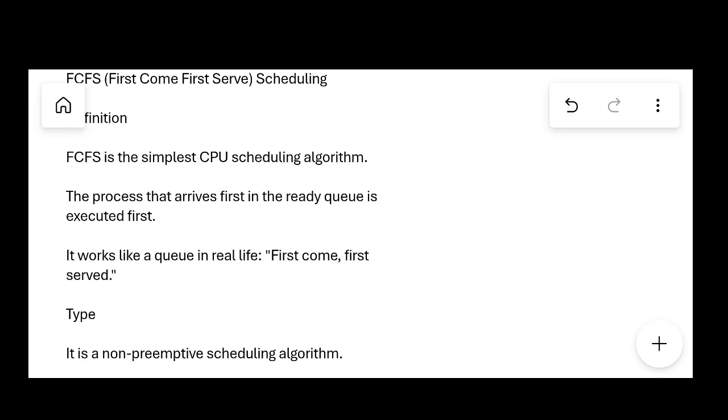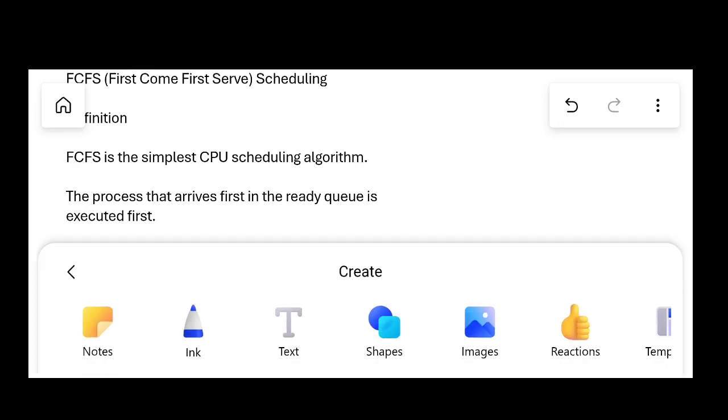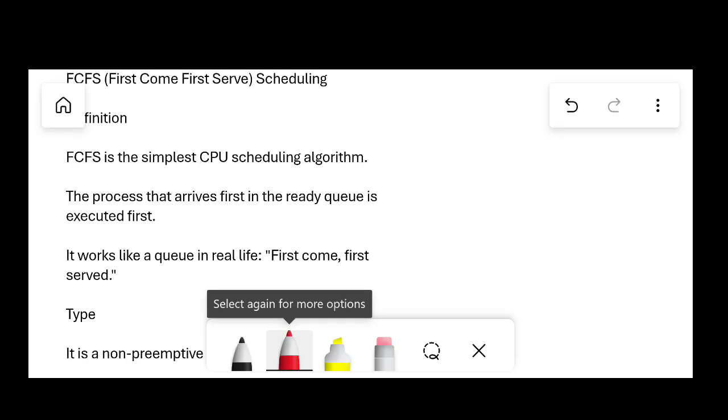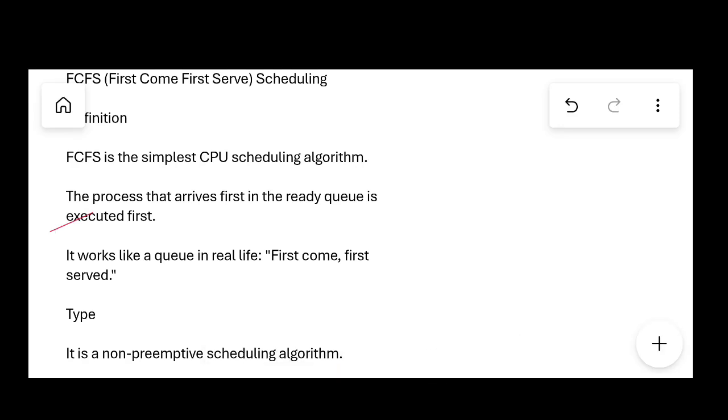Basically, FCFS stands for first come, first serve. So as the name suggests, the process that arrives first will be executed first. Just like a queue in real life, imagine you are standing in a line at a movie ticket counter. The person who comes first gets the ticket first. So the same rule is applied here for processes.